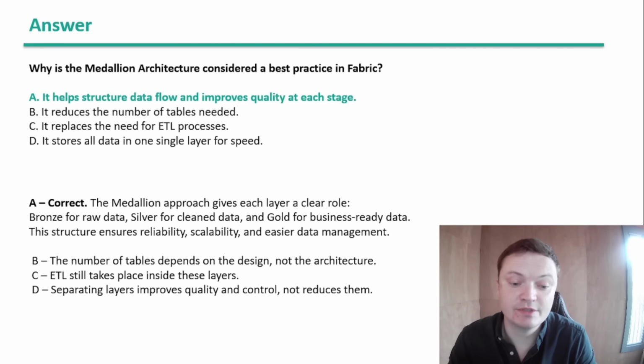The Medallion approach gives each layer a clear role. Bronze is for raw data, silver is for cleaned data, and gold is for business-ready data. This structure ensures reliability, scalability, and easier data management. B is incorrect, as the number of tables depends on the design, not the architecture. C is incorrect, as ETL still takes place inside these layers. And D is incorrect, as separating layers improves quality and control, not reduces them.